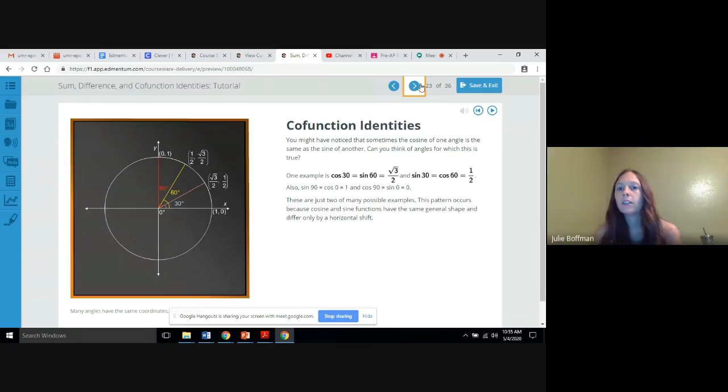So it says, you might have noticed that sometimes the cosine of one angle is the same as the sine of another. Can you think of an angle for which this is true? So if you think about it, we know that these ordered pairs for 60 degrees and 30 degrees are flip-flopped, right? The y value for 60 is the same as the x value for 30, and then vice versa. So what does that mean? The sine value for 60 is the cosine value for 30. That's all that this is saying. So then, is that a pattern on the unit circle that could create some identity? Probably, right?